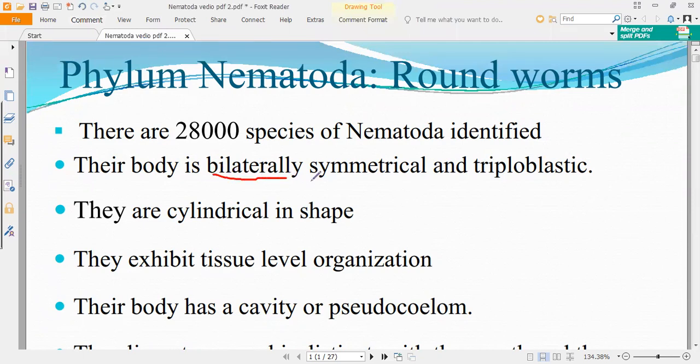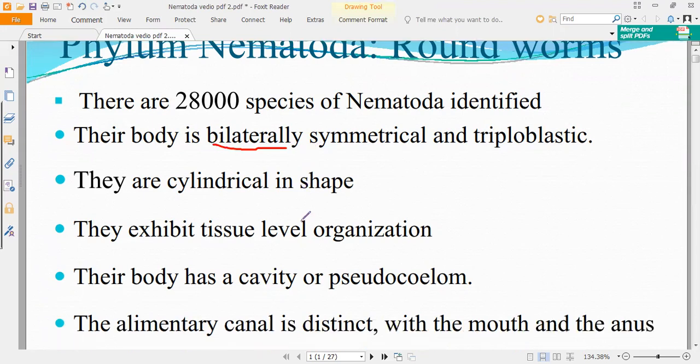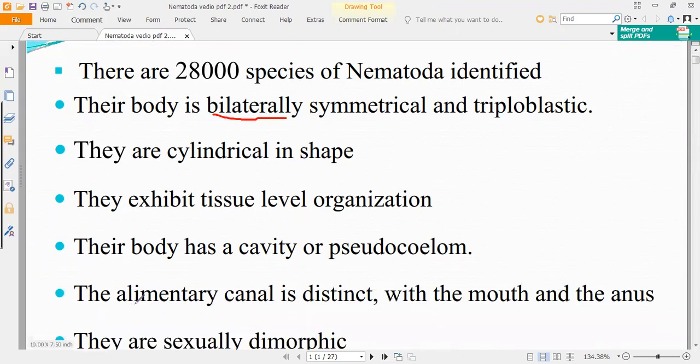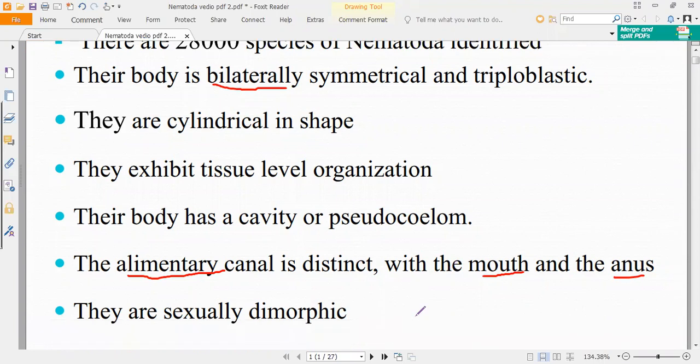In terms of their digestive system, unlike the flatworms, the alimentary canal is distinct, which means they have separate mouth and anus. Just in case of this, it is quite different from the alimentary canal system of the flatworms because they are more advanced in terms of their digestive system or the alimentary canal.